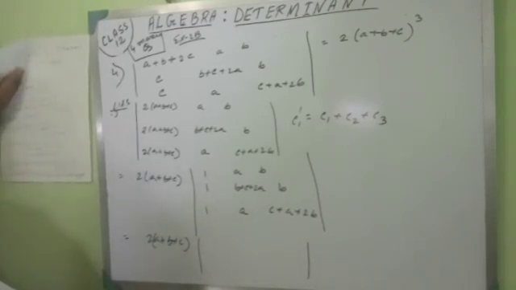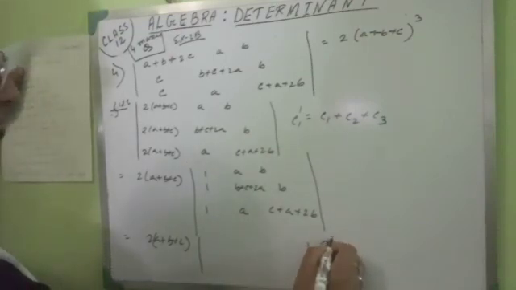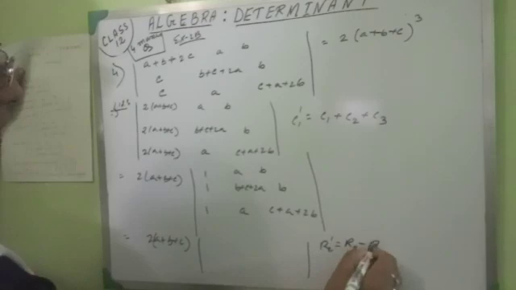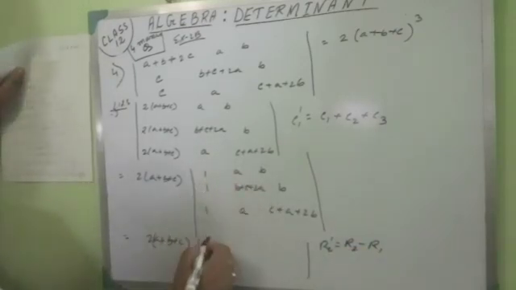Second row: R2' equals R2 minus R1. We will change the second row, R2' equals R2 minus R1. That means the first row will remain the same, so 1, A, B, and in the second row, 1 minus 1 will be 0.